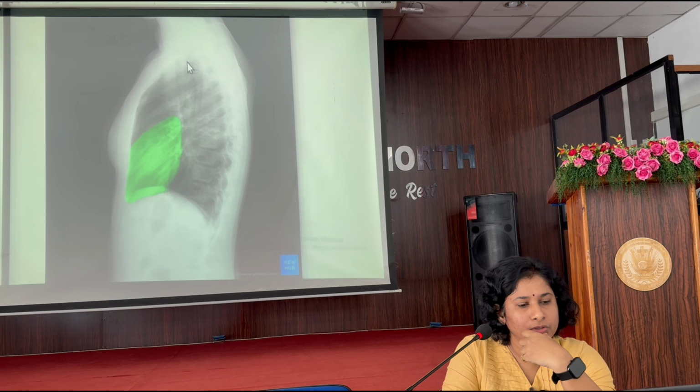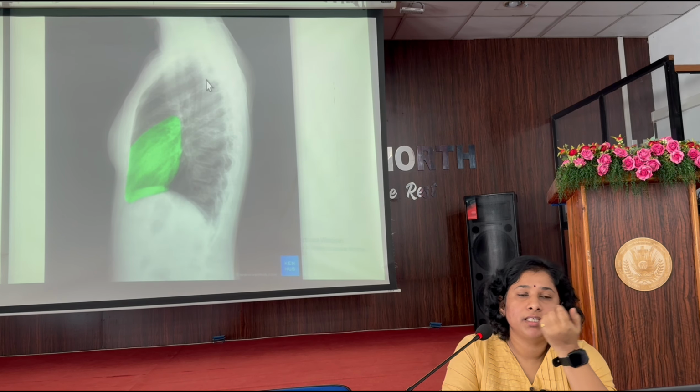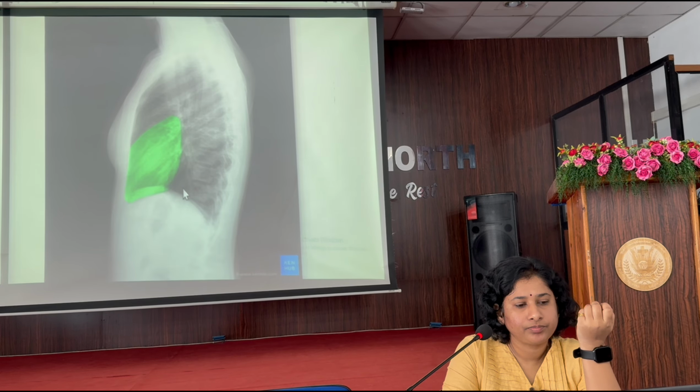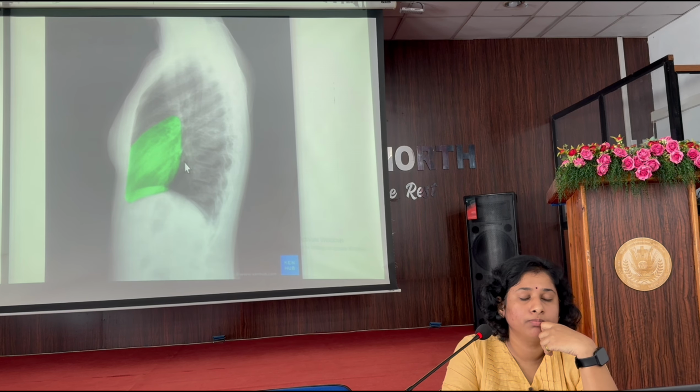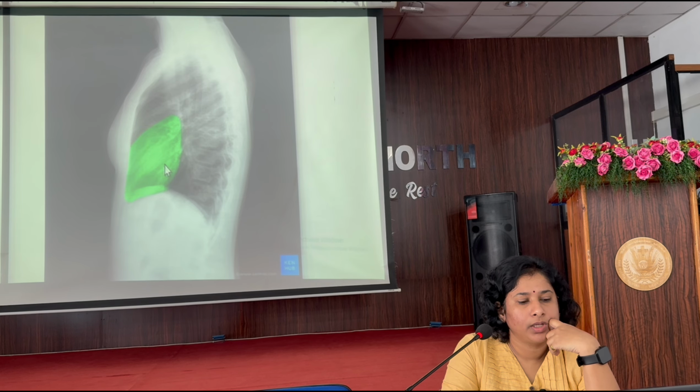Furthermore, when you see a lateral chest X-ray, from the cranial to caudal region, the density or darkness should increase progressively. What's the reason for that? The reason is aeration: the air within the lower lungs is more. So when we inspire, we get more air within the lower lungs.